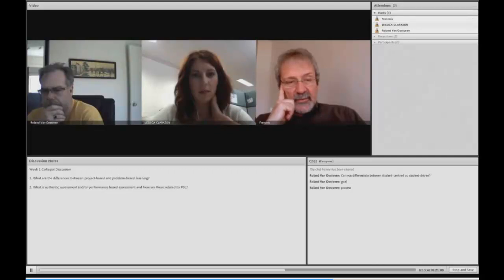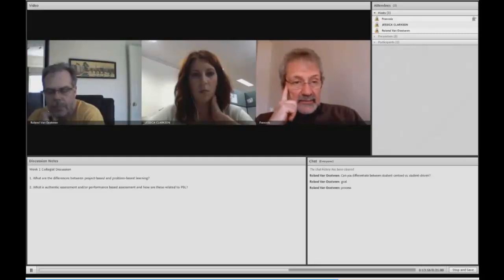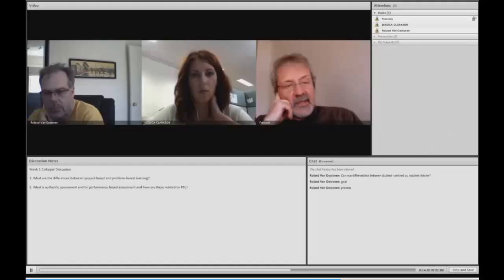There are two characteristics of assessment. Assessment can be authentic or not, performance-based assessment could be authentic or not, and authentic assessment could be performance-based or not. So they're not mutually exclusive. They're totally two independent ways of looking at assessment.